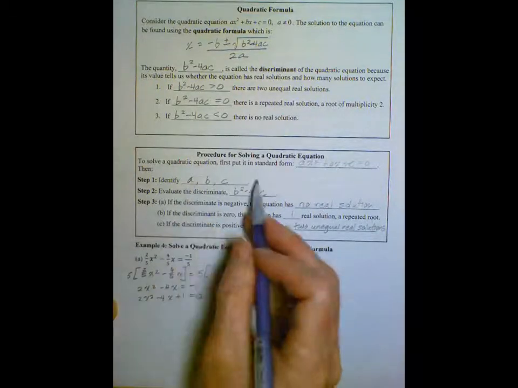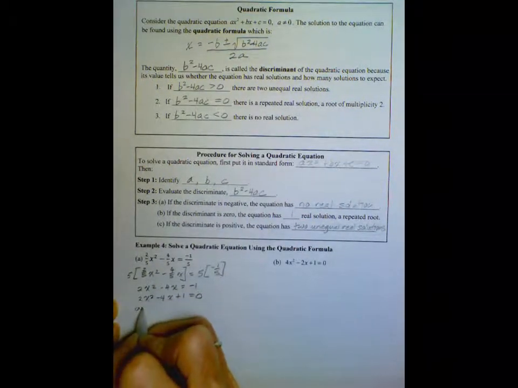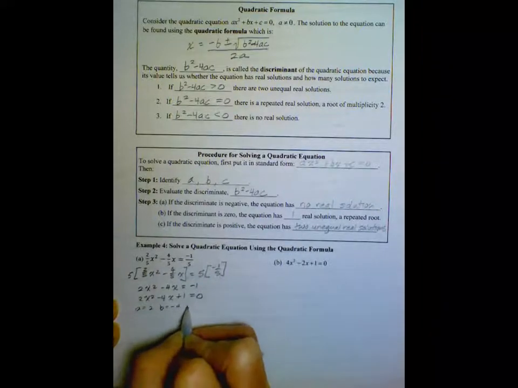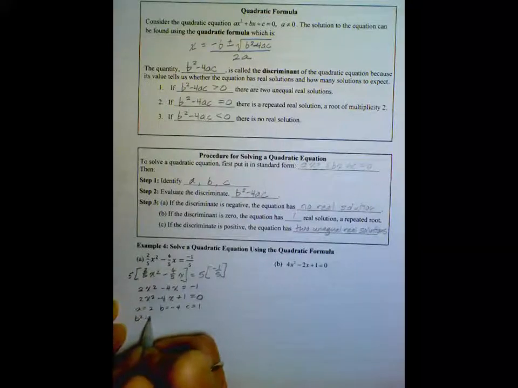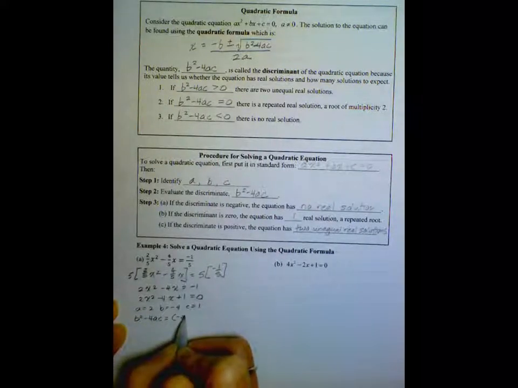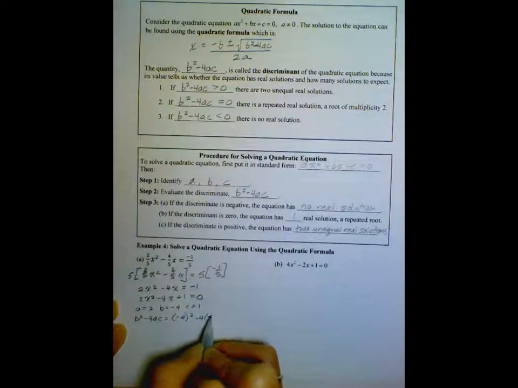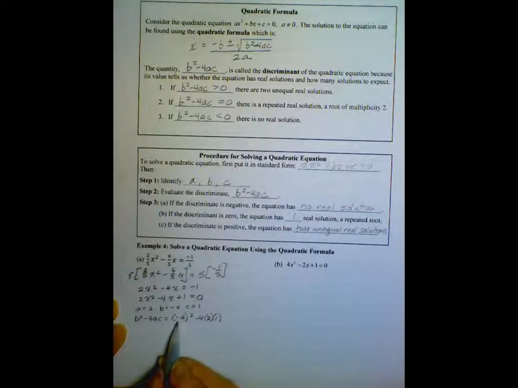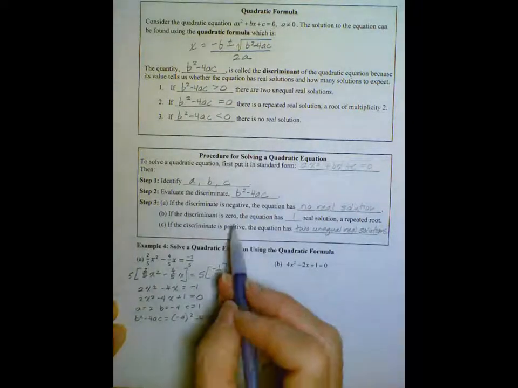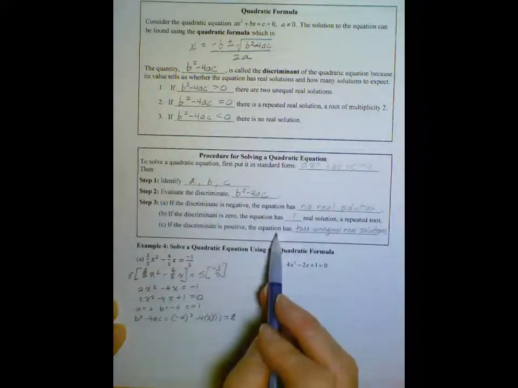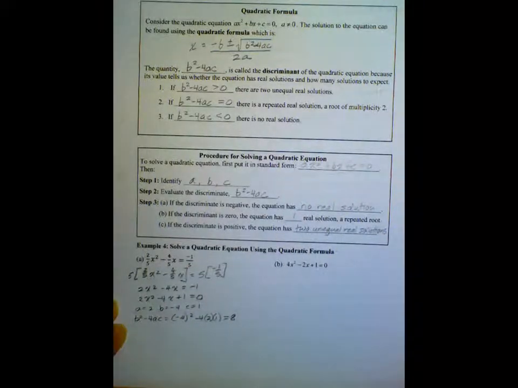Now let's follow these steps. Let's identify a, b, and c. A is 2, b is negative 4, c is 1. And let's evaluate the discriminant. B squared minus 4ac would be negative 4 squared minus 4 times 2 times 1. Negative 4 squared is positive 16. And minus 4 times 2 times 1, that'd be 8. So we've got 16 minus 8, which is 8. That's a what? It's positive, so we're going to have two unequal real solutions, right? Okay, so that means continue on.